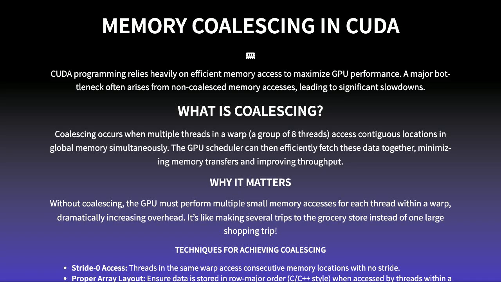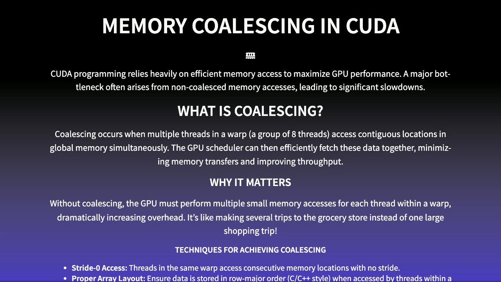Okay, let's talk about memory coalescing in GPUs. It's a huge deal for getting the most out of your GPU. Basically, when threads are accessing data together in memory, it's like they're working as a team. The GPU can fetch that data much more efficiently if all the threads in a warp, a group of 32 threads, are looking at nearby locations in memory at the same time. This is called coalescing. If threads aren't doing this, the GPU has to make lots of small trips to grab the data, which dramatically slows things down.